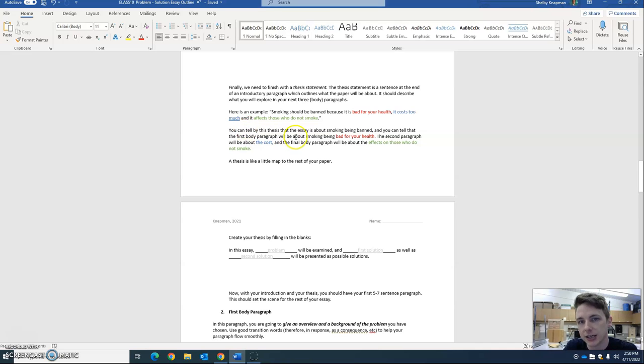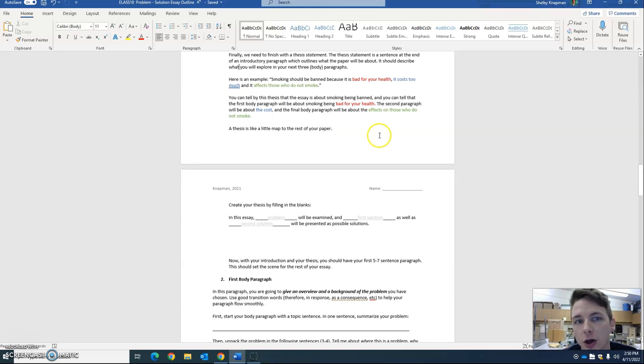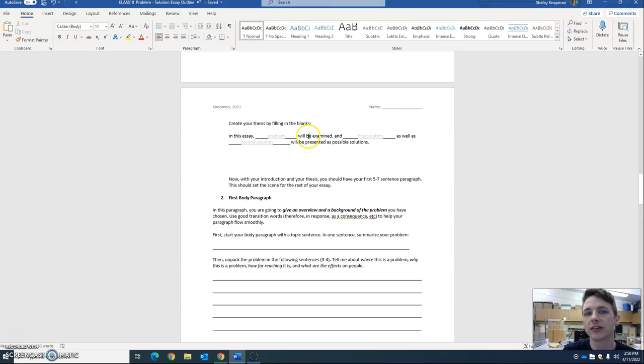You can tell by this thesis that the essay is about smoking being banned, and you can tell that the first body paragraph will be about smoking being bad for your health. The second paragraph will be about the cost, and the final body paragraph will be about the effects on those who do not smoke. A thesis is like a little map to the rest of your paper. You will then create your own thesis by filling in the blanks.